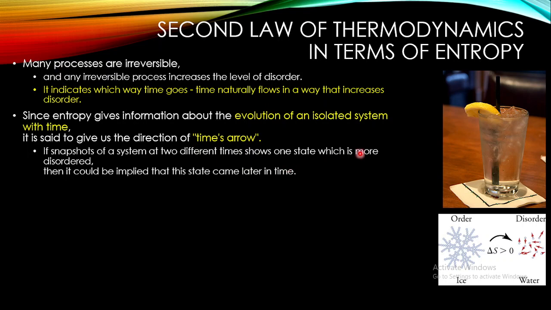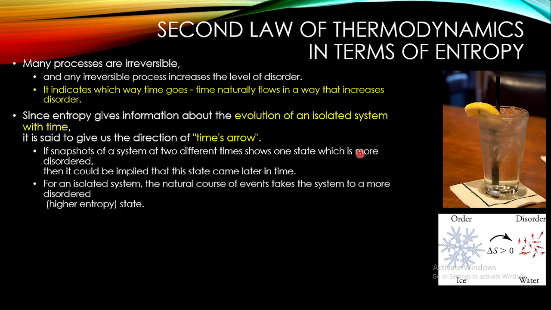Okay, so if you have two photographs of the same system, one having more disorder and the other having less disorder, which one has happened later? The disordered state has happened later in time. So the disordered state will be the just completed state, the time-evolved state.